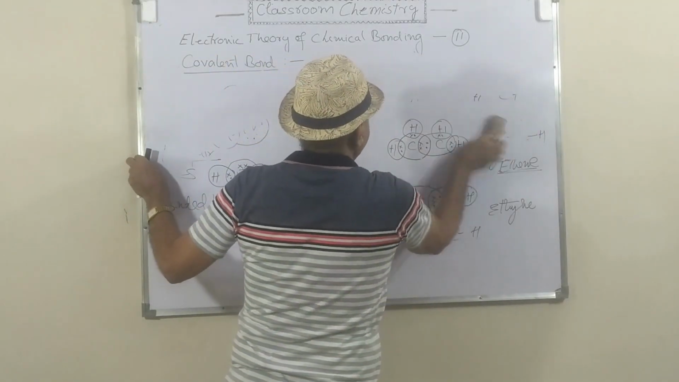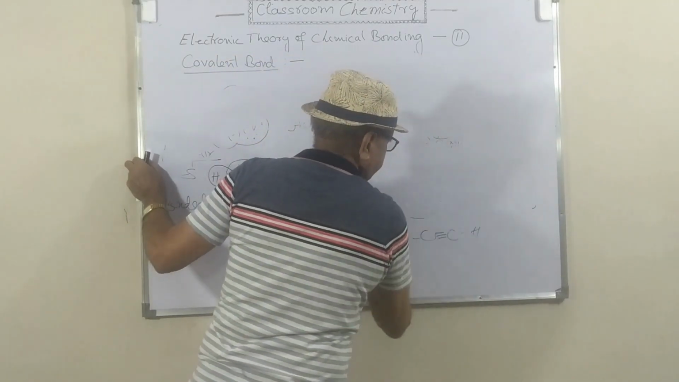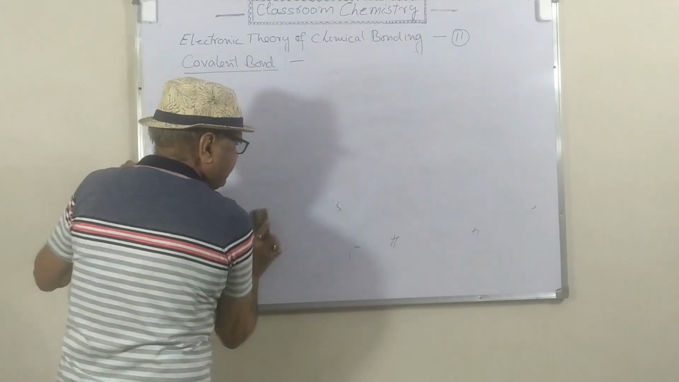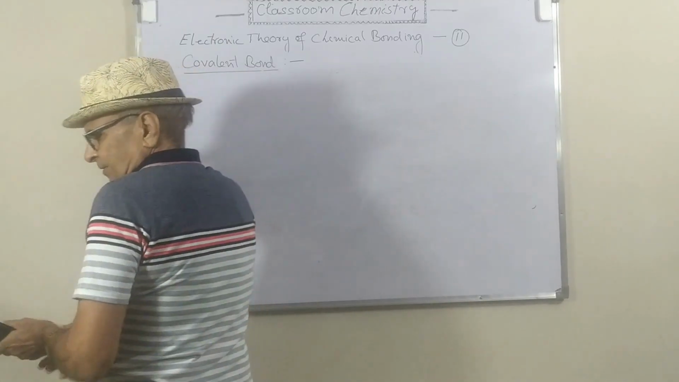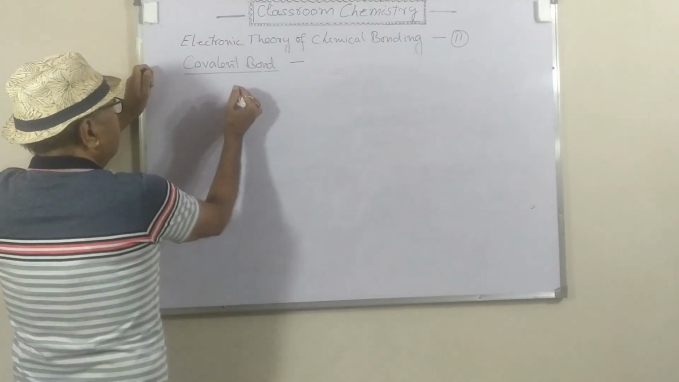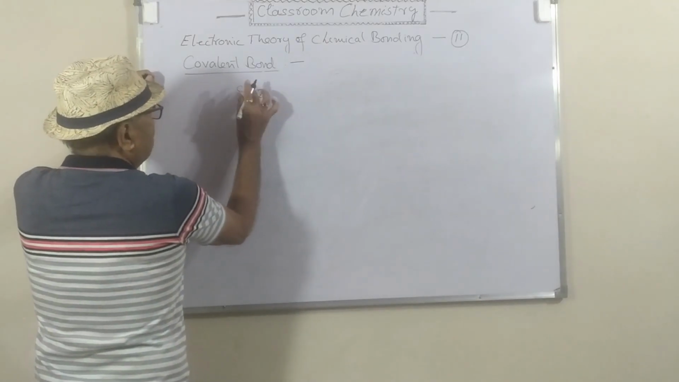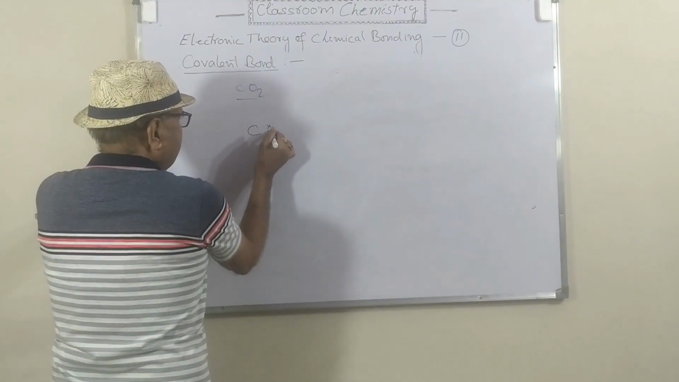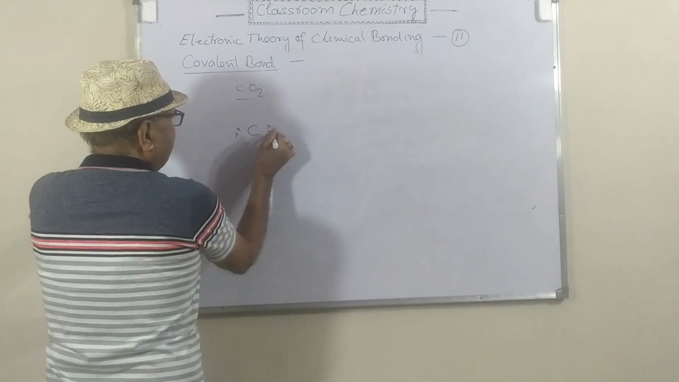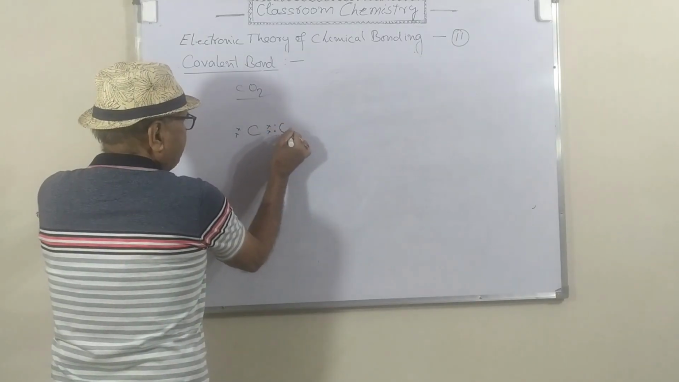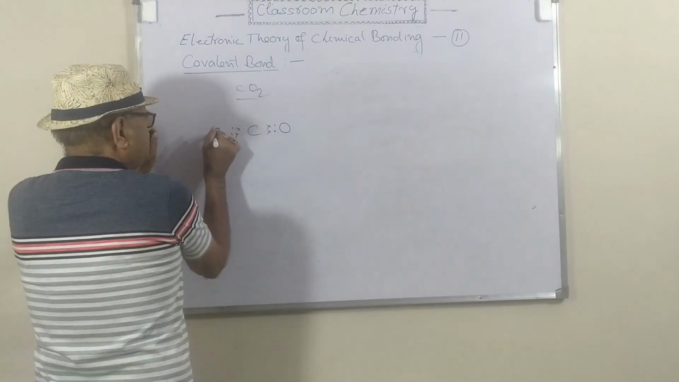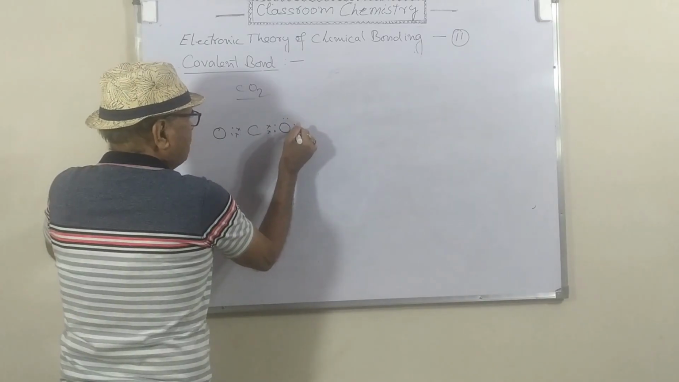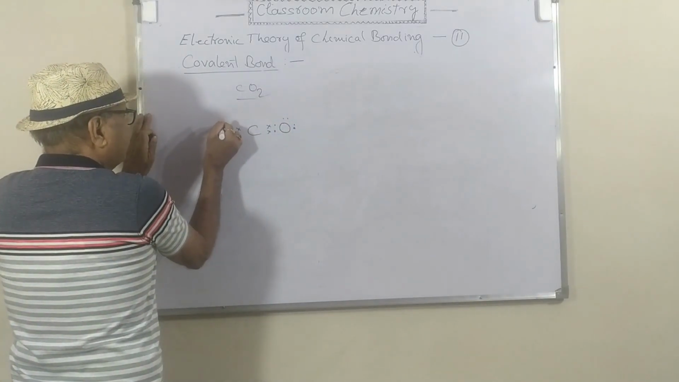Suppose take the example of carbon dioxide. I am telling about the structure of carbon dioxide, CO2: 1 atom of carbon and 2 atoms of oxygen. So we'll write here the carbon, and 2 electrons of this oxygen and 2 electrons of this oxygen will take part in sharing, and the rest of the 4 electrons you will show like this.